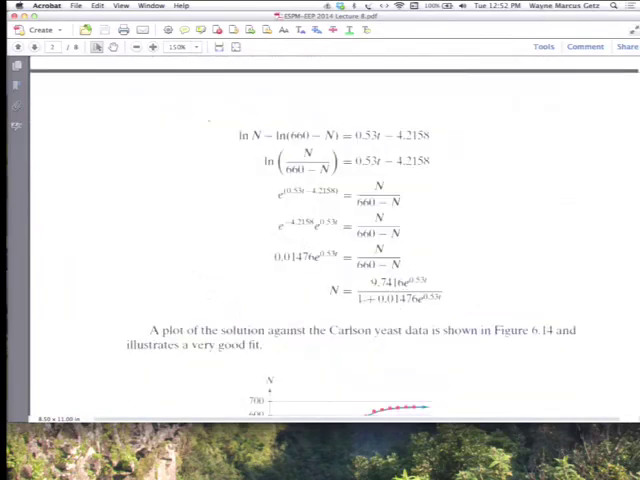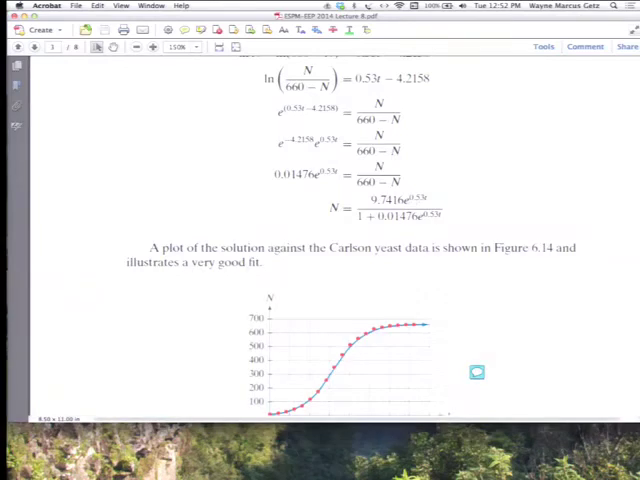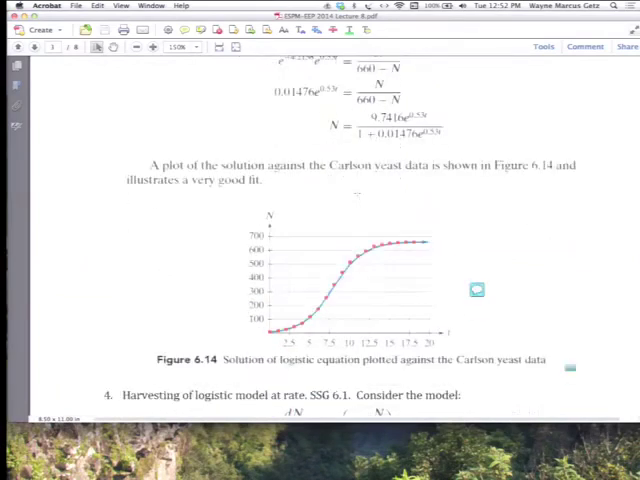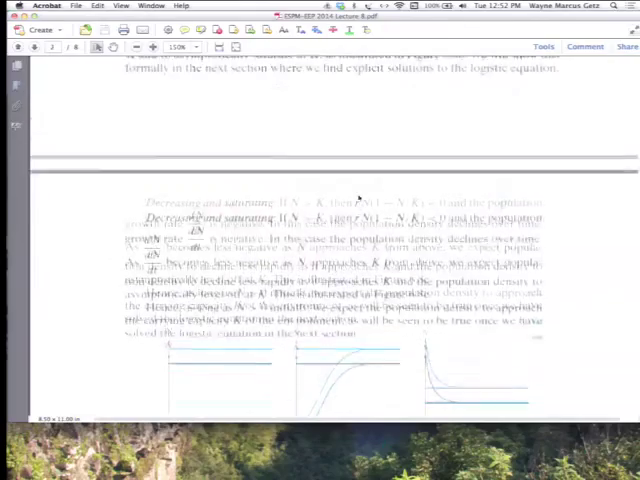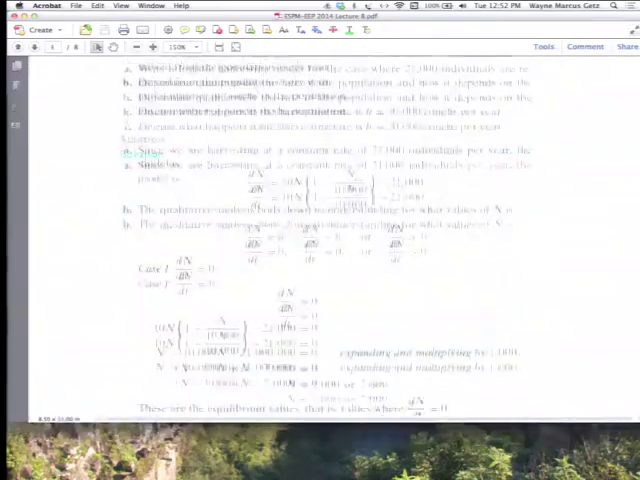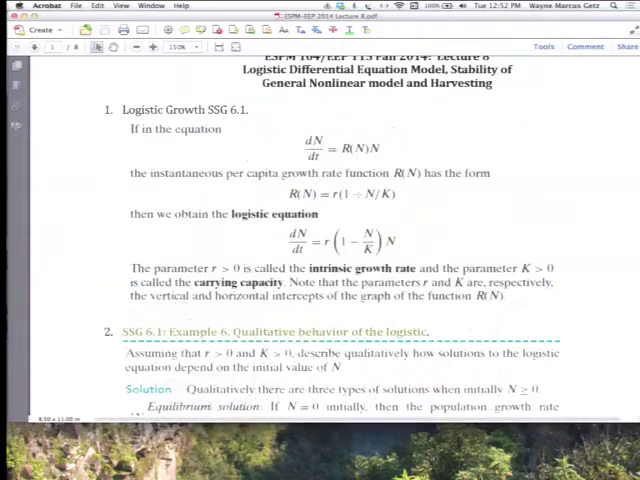So it looks like an exponential, except it's got this denominator that also involves an exponential. But you can multiply the top and bottom by e^(-0.53t), which would cancel with this term, but would make this term e^(-0.53t). So when you get the general solution to the exponential, you can show that the general solution has a form that looks like this. Where is it? It's here somewhere.